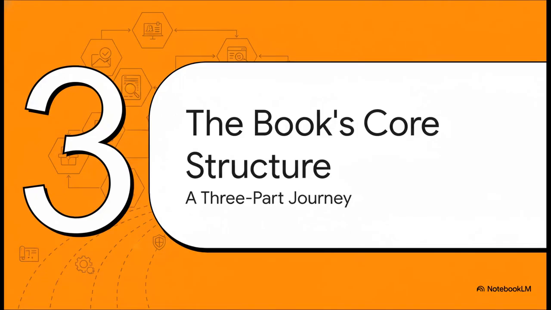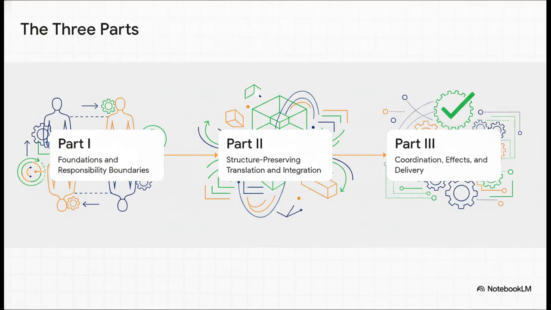So how is all this information organized? Well, the book lays everything out as a pretty logical three-part journey. It all kicks off with the absolute foundations, defining those critical responsibility boundaries between humans and AI. From there, Part 2 digs into how you can translate between different models and integrate components without breaking the whole structure. And finally, Part 3 brings it all home, focusing on coordination and how you actually deliver a complete verifiable system. It's a clear path from start to finish.